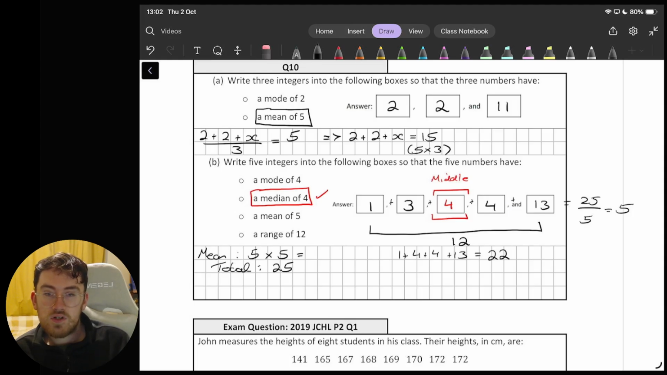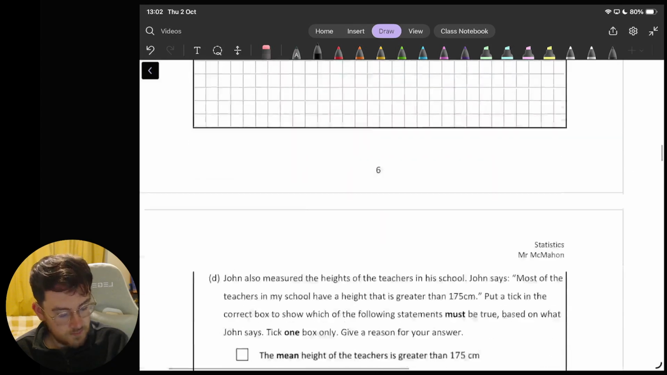The median of 4, the middle value is 4, and the mode is 4. 4 is there the most. Okay, that's an example of a question where it's actually quite open-ended. There were a few different values you could have filled in there to satisfy that question. And it's all about how you interpret the conditions that have been placed there.